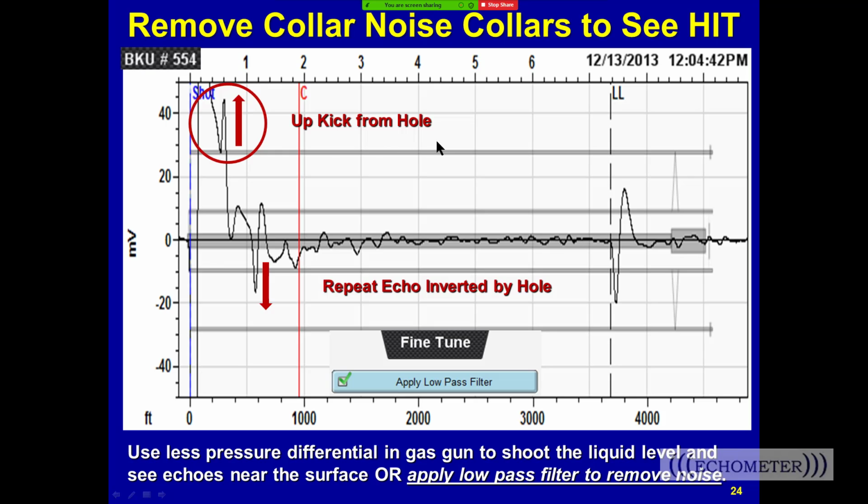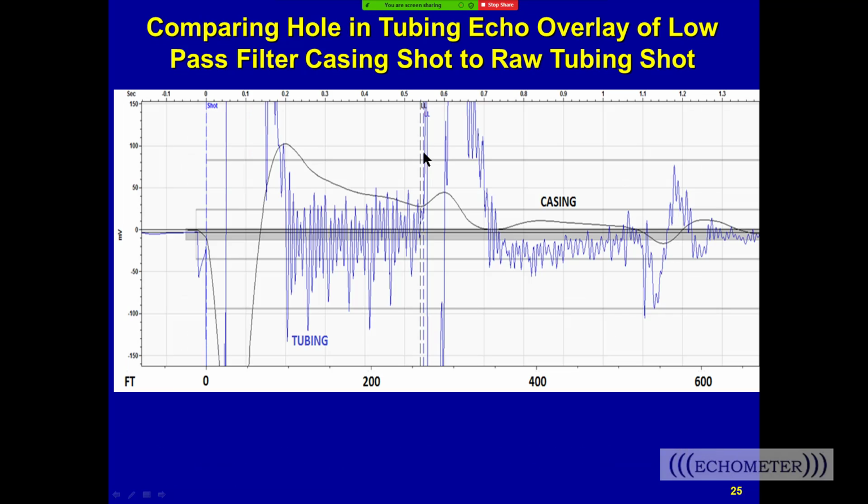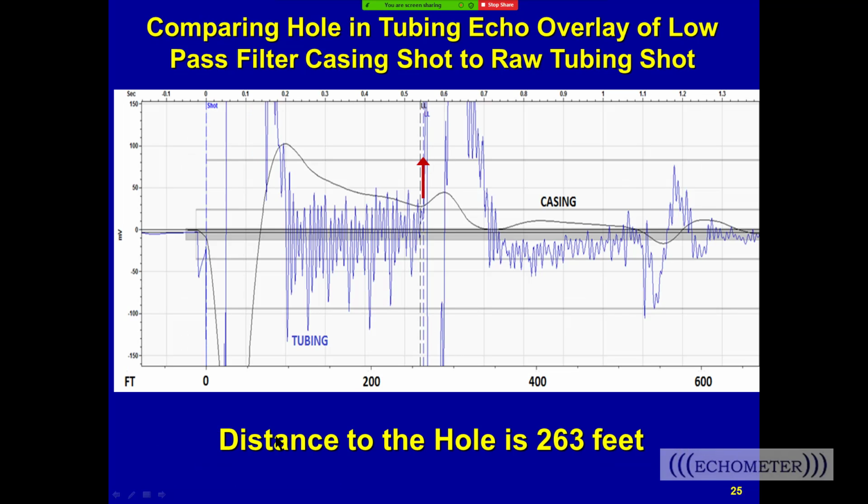We can see the upkick, and then when we shot down the tubing, we can see that this one has the overlay of the tubing shot in blue, and the casing shot with the low pass filter, and we can see that the upkick on the casing shot and the upkick on the tubing shot line up, and these echoes right here are the couplings holding the suck rods together. The average joint length shot down the tubing is 25 foot, and the average joint length down the casing is at least 31.7 feet.